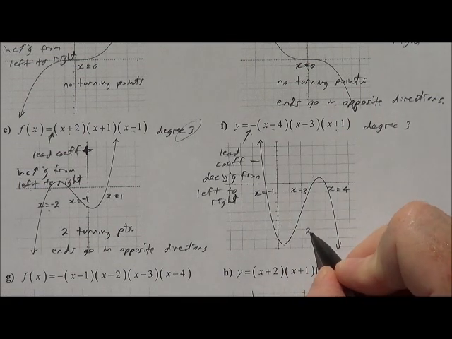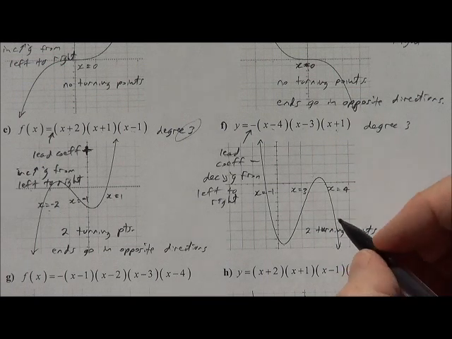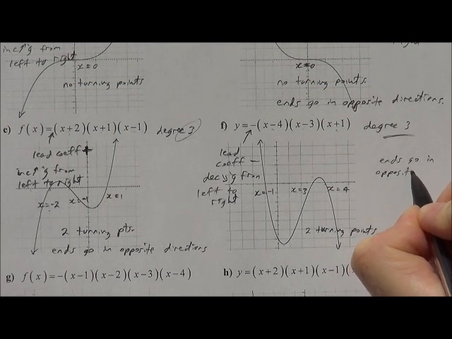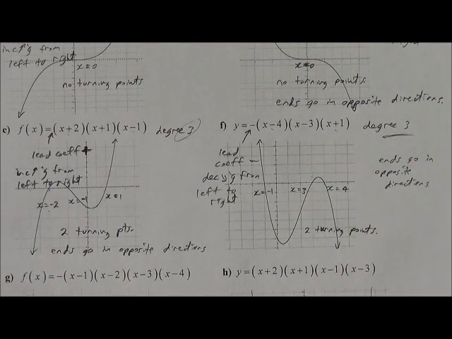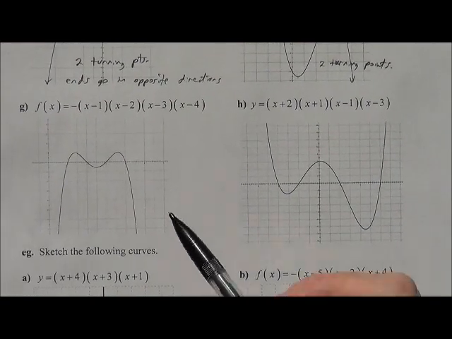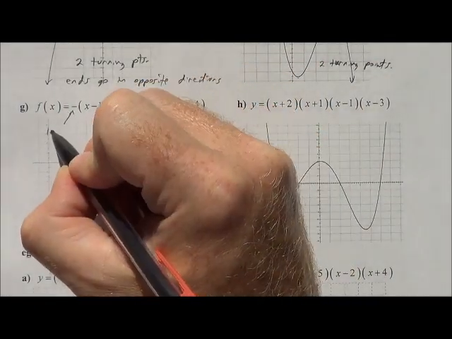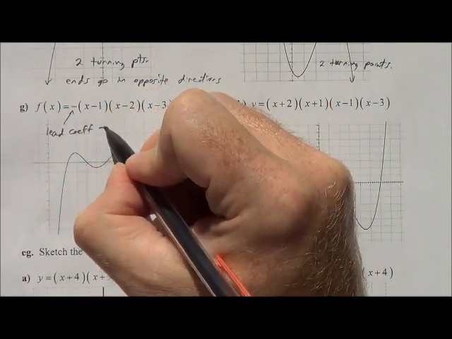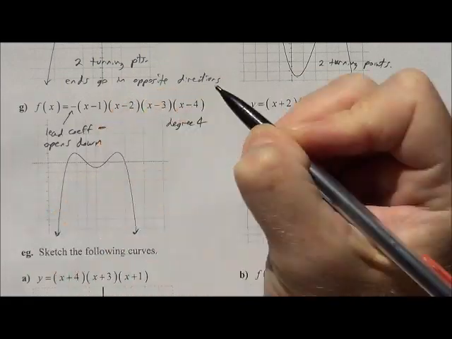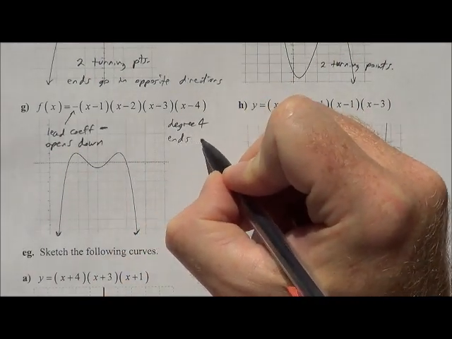Okay, we've got two turning points. And the ends, because of the degree 3, go in opposite directions. And now we're into the quartics. 1, 2, 3, 4. Okay, that's degree 4. Lead coefficient is negative, which indicates, in this case, it's opening down. Because of the degree, the ends are going in the same direction.